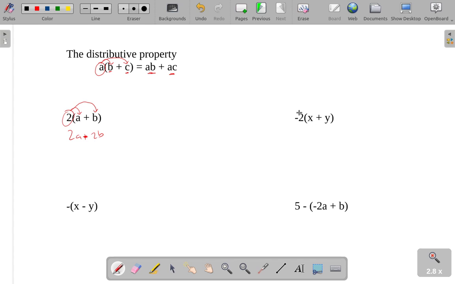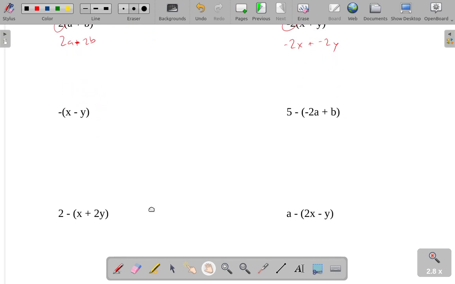In this one, it's a negative 2 on the outside of the parentheses, and it's being multiplied, and there's multiple terms on the inside. So I'll take that negative 2 and distribute it through. Negative 2 times x is negative 2x. Negative 2 times y is negative 2y, and you can see I have the two terms still being added together there.